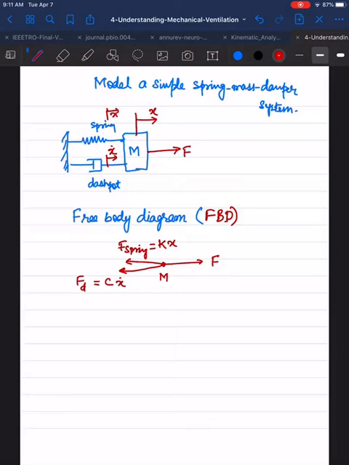Now I can do the force equilibrium. So if the system is in equilibrium, because of this external force, you will have an acceleration in this direction, right? So I can write F external is equal to ma, Newton's law.